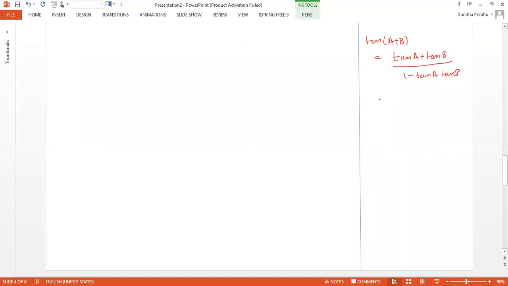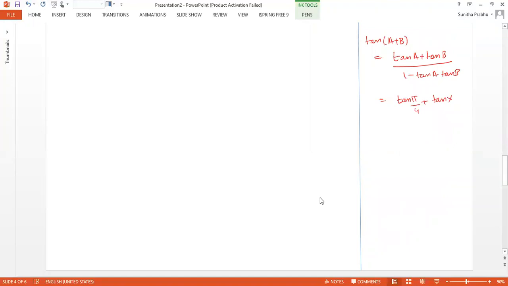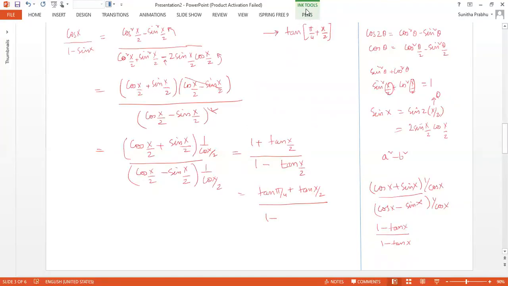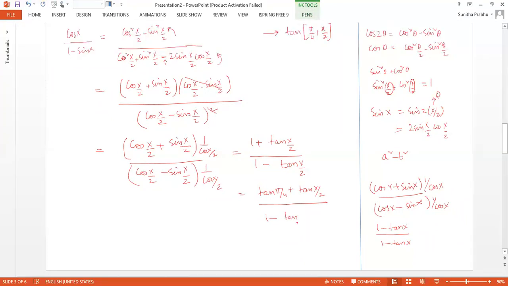Tan pi by 4 is 1. So instead of tan a, you can write it as tan pi by 4 plus tan x. Are you able to understand? So you can write this as tan pi by 4 plus tan x by 2 divided by 1 minus, because we want that form, 1 minus tan a tan b. Tan a, you will write it as tan pi by 4 into tan x by 2.